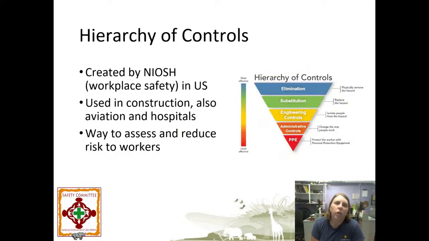So one tool that we can use when we're talking about reducing the risk of a really, really dangerous accident, or just reducing the risk of an accident in general, is called the hierarchy of controls. And this was created by NIOSH. It's very familiar to us in the United States. OSHA is very familiar, but it's basically a federally created workplace safety organization here in the United States.